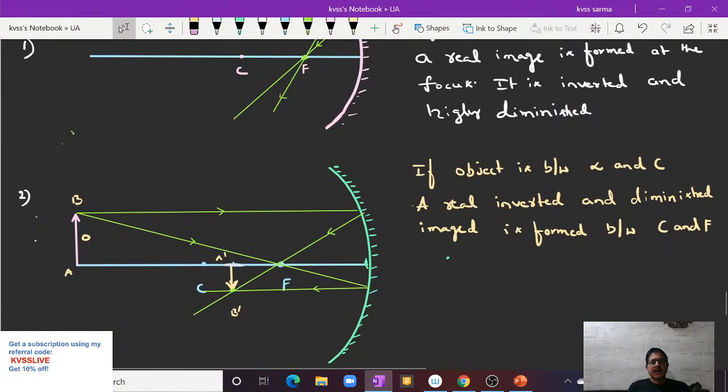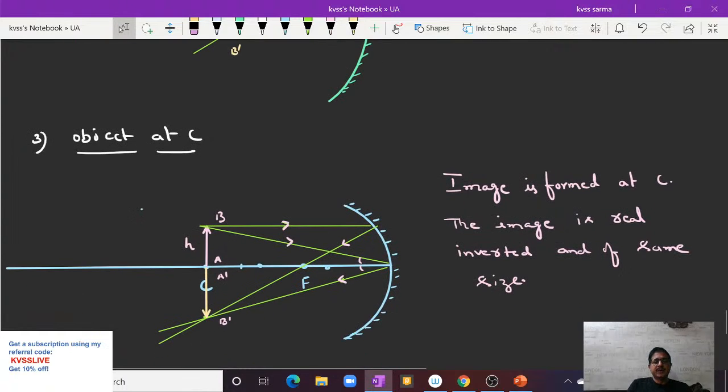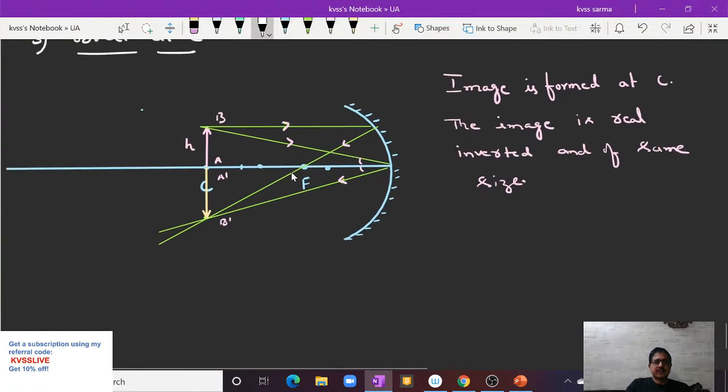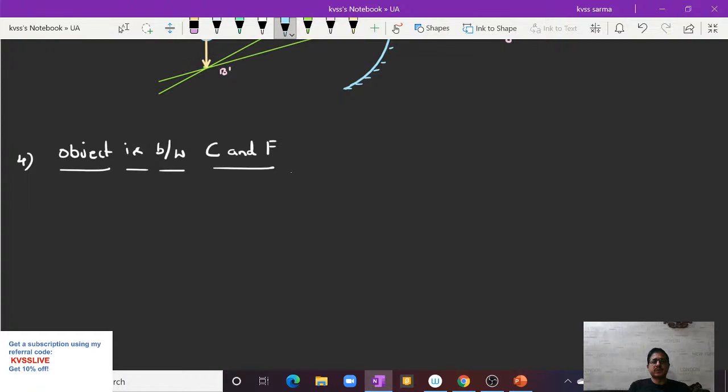And here, the second one, actually the object is between infinity and center of curvature. Image is formed between focus and center of curvature. As the object moves from infinity to center of curvature, the image also moves from focus to center of curvature. And the next one, okay, object is between C and F, center of curvature and focus. If the object is between C and F, then how to trace out the image?